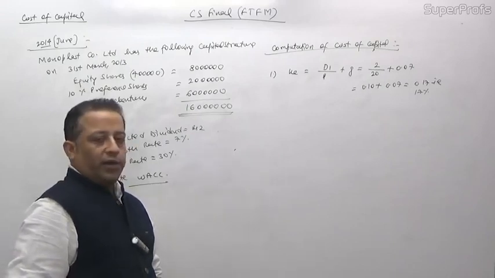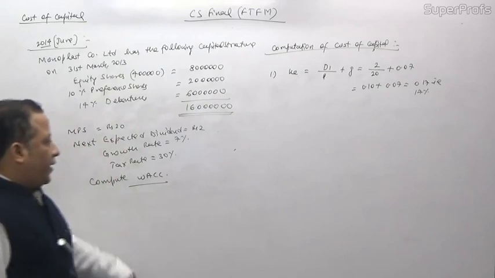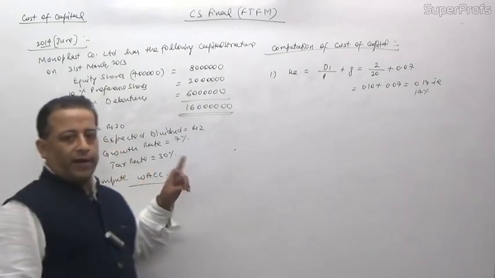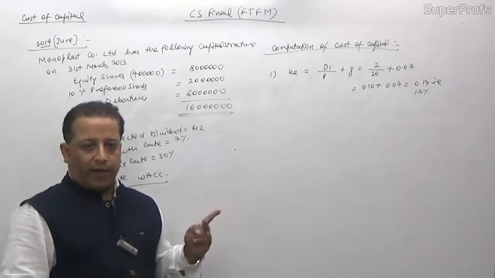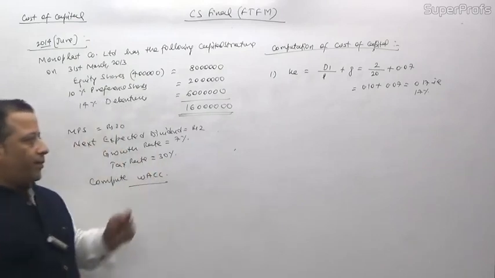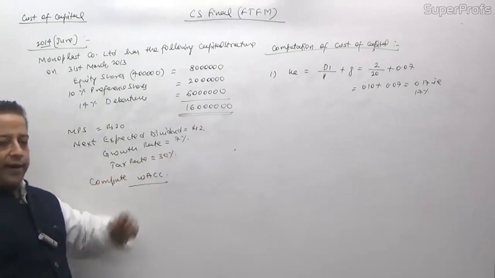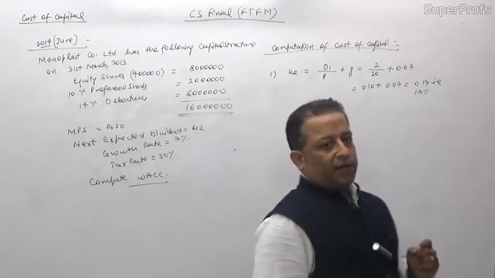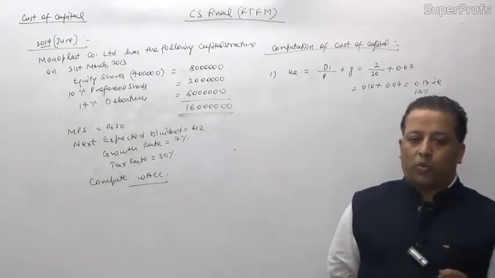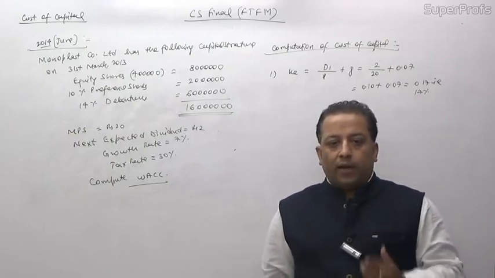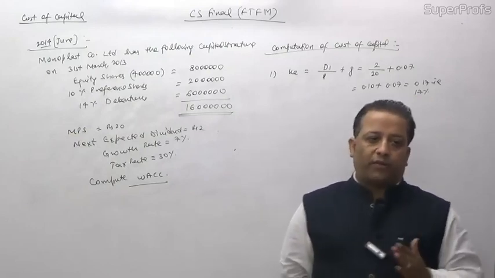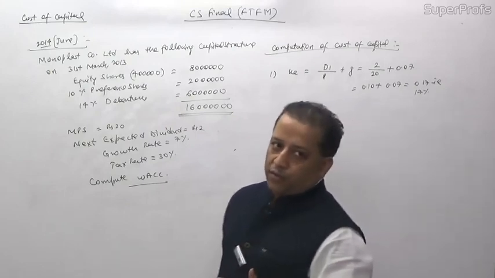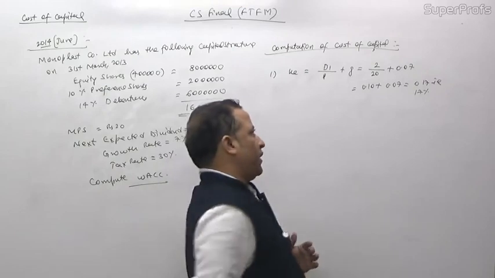The value of D1 is 2. The next expected dividend is rupees 2 per share. The flotation price is not given, so the second preference is market price. Market price is 20 per share and the growth rate as provided in the question is 7%. So 2 divided by 20, 10%, plus the growth rate 0.07 is equal to 17%.